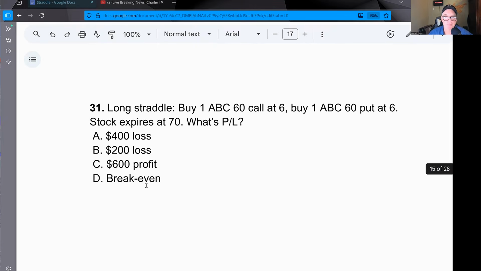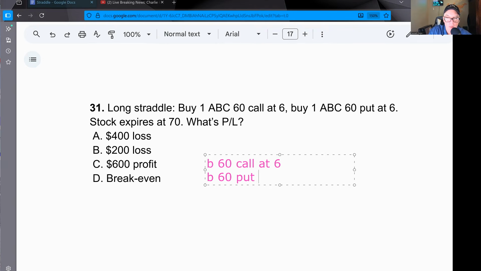Okay, here we go. Let's do this. So first, we write it out, right? Buy a 60 call at 6. Buy a 60 put at 6. Lucky us. So we spend a total of 12. We add 12 to the upper. That's 72. Since it went up, we don't have to do the other one, but we're going to do it anyway. We're going to go down to 48. And it's a long straddle.